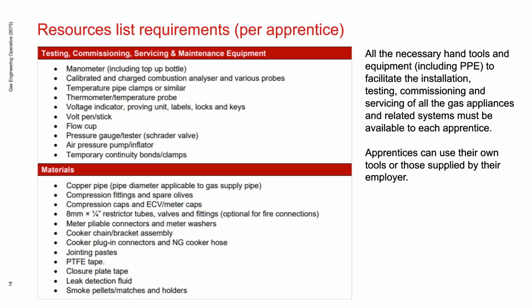Resource list of requirements per apprentice. I don't think there's a great deal of changes in this. This will look very familiar to those centres that are currently delivering the 9074. So there's a quick overview there of all the necessary hand tools and equipment, including PPE, to facilitate the installation, testing, commissioning and servicing of all gas appliances and related systems, which must be available to each apprentice. Apprentices can use their own tools or those supplied by their employer.